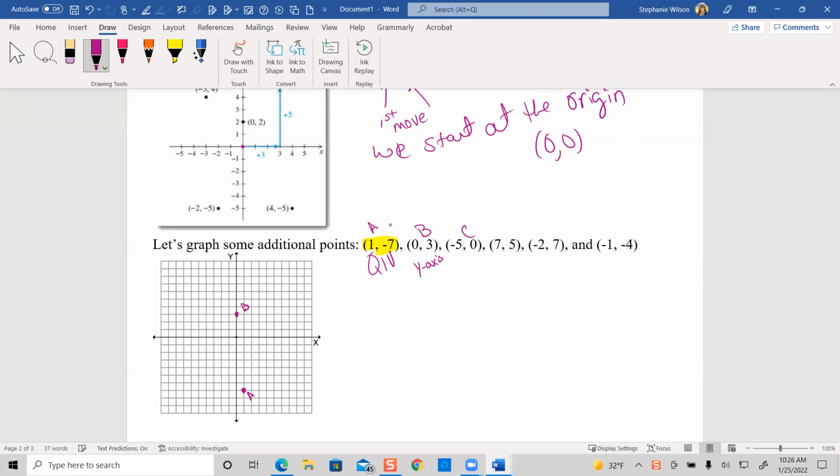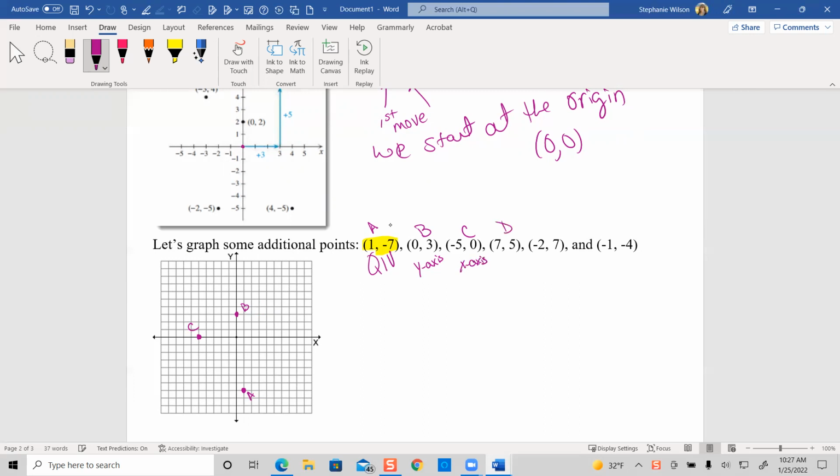Let's call this one C. Let's start at 0, 0. And x is negative 5. So we're going to go 1, 2, 3, 4, 5 to the left. Okay. And y is 0, so we're not going anywhere. So we're going to stay right there. And that tells me it's the x-axis.